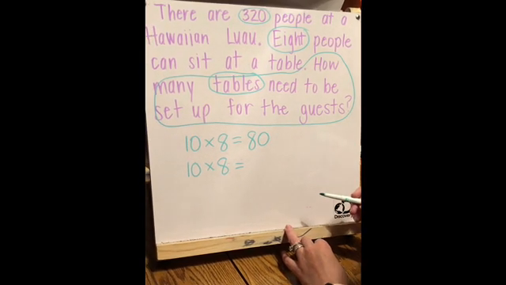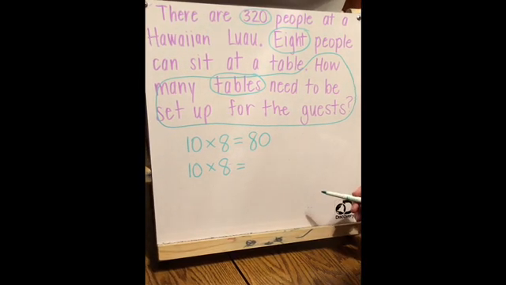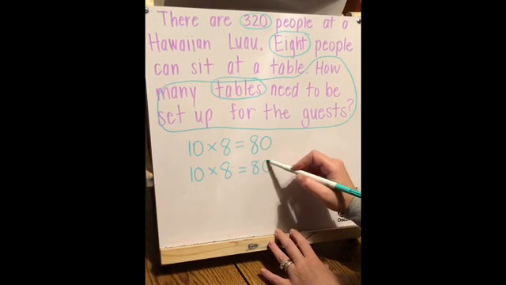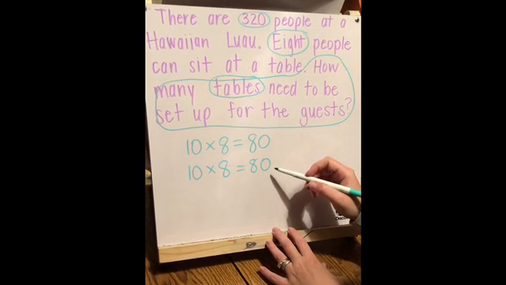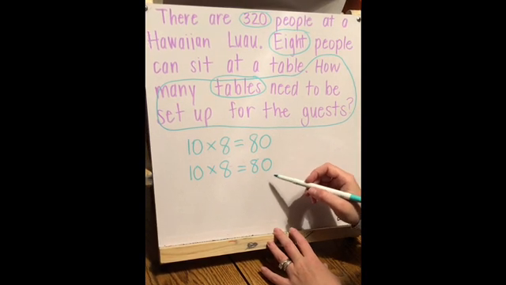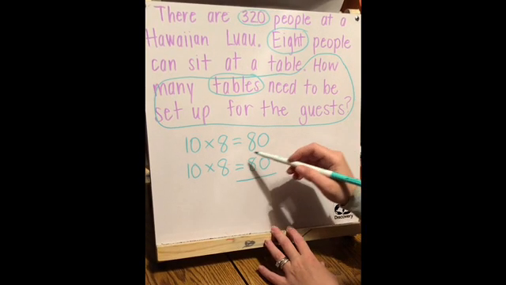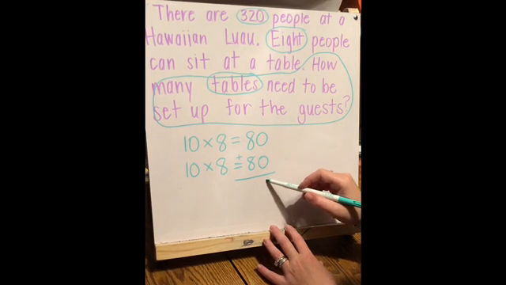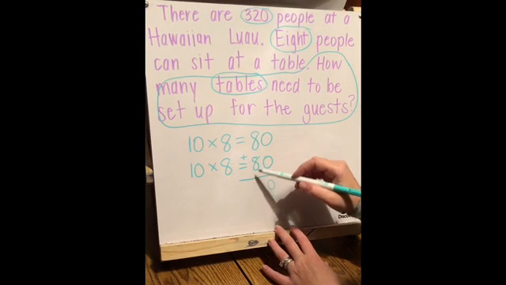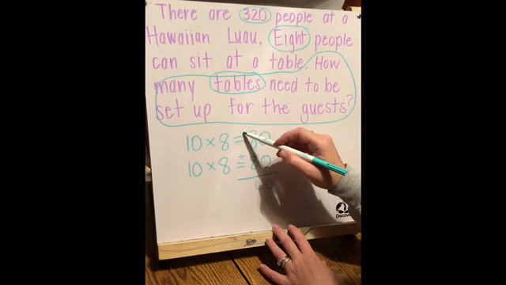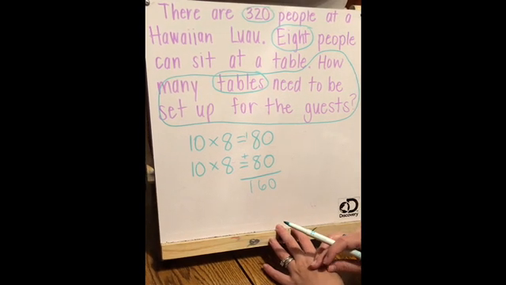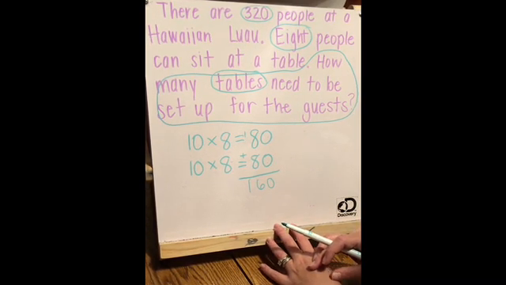So let's try another 10 tables with 8 people sitting at each table. Skip count by tens again. 10, 20, 30, 40, 50, 60, 70, 80. Now, let's add those numbers together and see if we're getting any closer. So if we would do 80 plus 80, 0 plus 0 is 0. 8 plus 8 is 16. So we're at 160. So we still don't have enough tables yet.